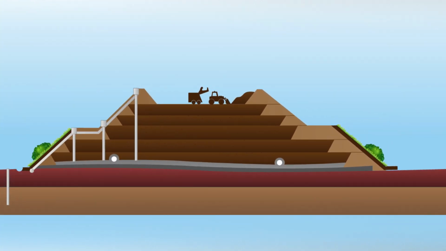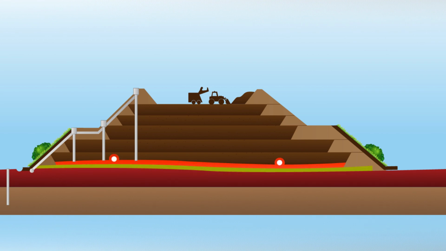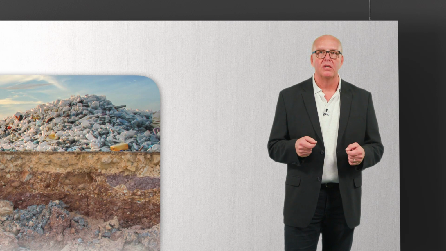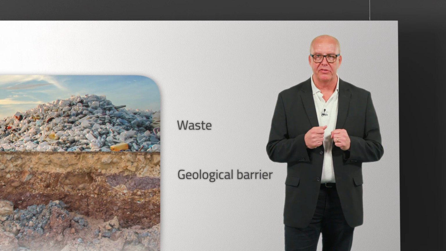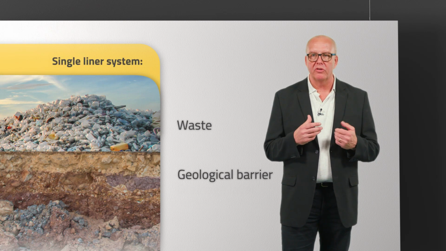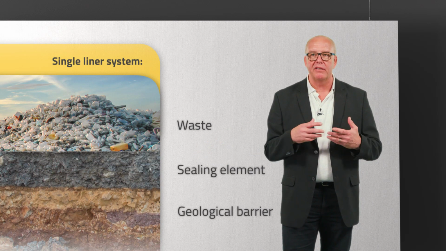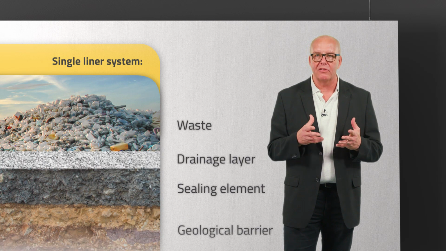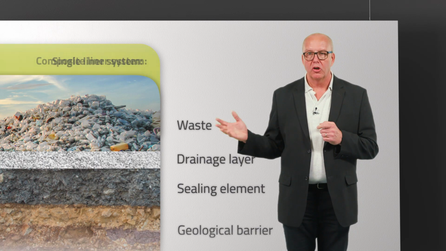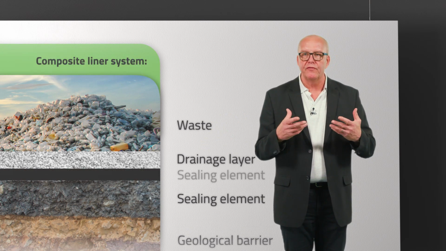The geological barrier, bottom liner and drainage system make up the encapsulation which protects the subsoil from pollution. In general, these systems need to be effective, of course, but they also need to be resistant and durable. There are different options available. In principle, we distinguish between single liner systems, composite liner systems and double liner systems. A single liner system consists of one sealing element and a drainage layer above, which collects and removes the leachate. A composite liner system consists of 2 different sealing elements.